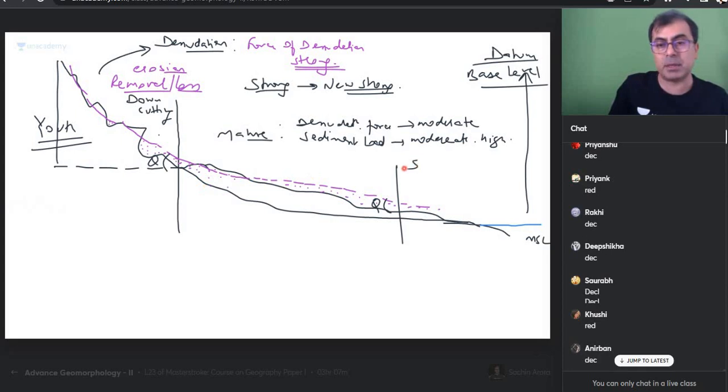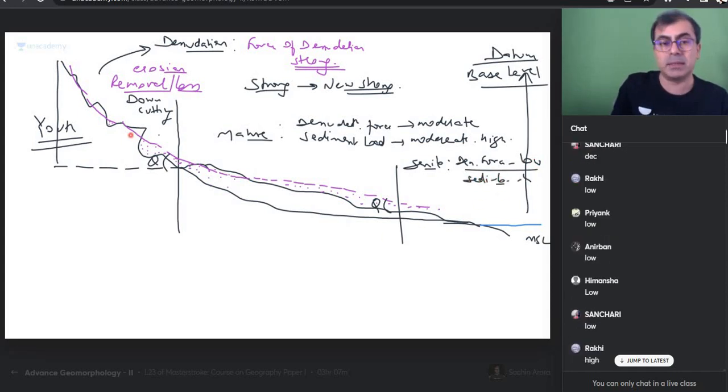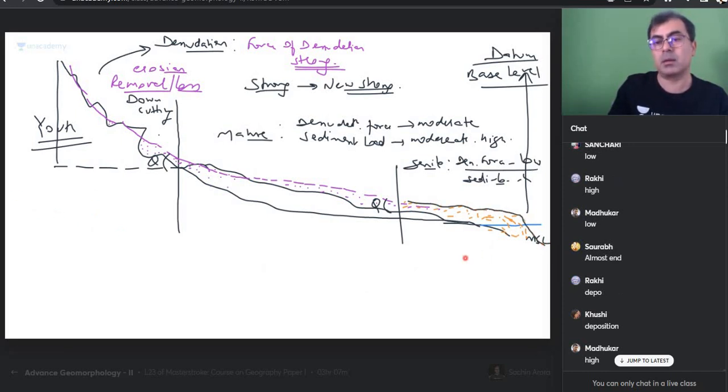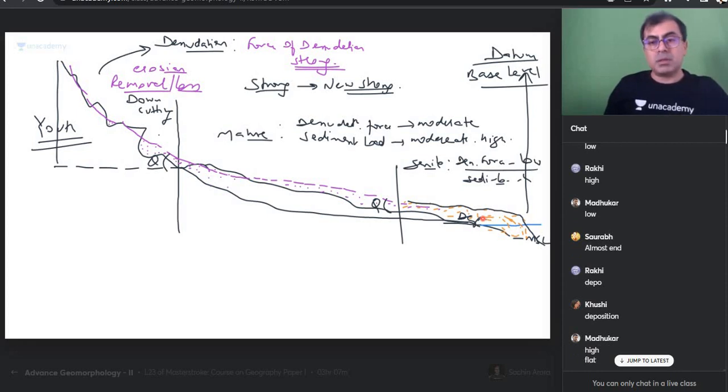In the last stage, in senile, what is the denudation force? Low. Sediment load very high. The tendency is it doesn't carry everything, it deposits everything. On the coast and in the continental shelf also. Will it deposit or not? How would the slope look like? True or not? So this was the original one. Now like this. True. So what will happen here? Deposit. Is everyone okay?